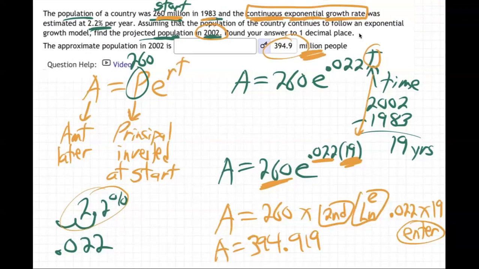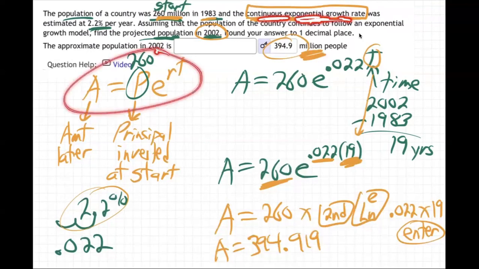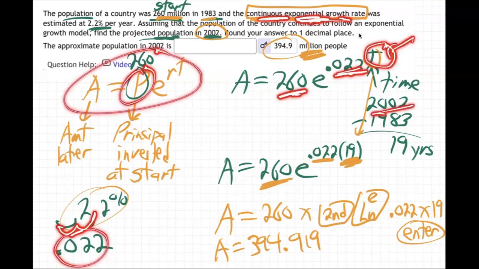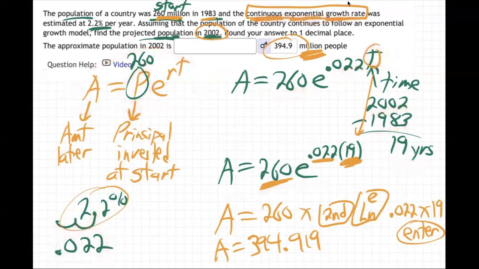And so there we go, there's the answer. So whenever they say continuous growth or continuous or exponential, you're going to use the PERT formula. P is the starting amount, 260. T is the amount of time, and R is the rate, and you move the decimal back 2 places. Time is how far from 1983 to 2002, 19 years. Plug it into your calculator, and there we go.